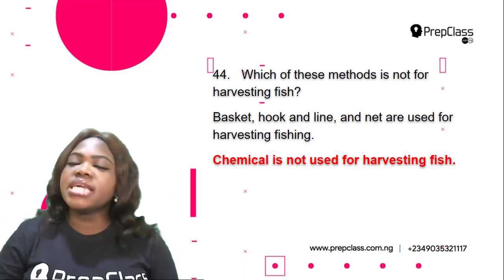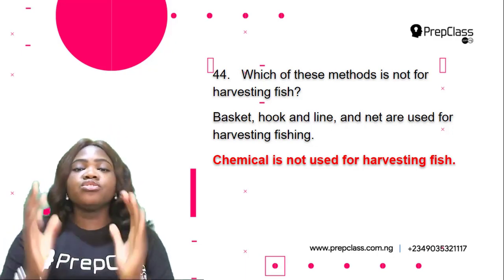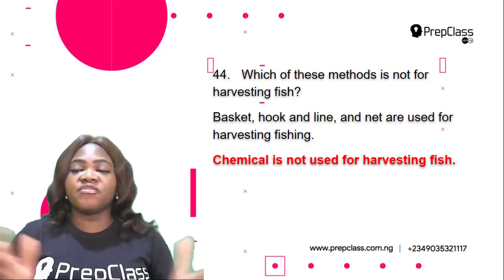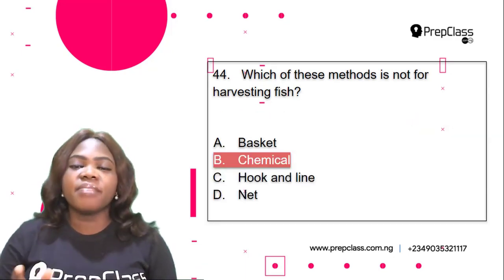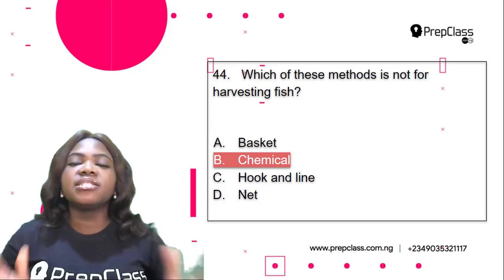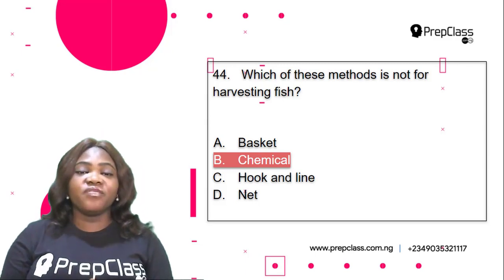But chemical is not a method for harvesting fish. Fishermen do not use chemicals to harvest fish. So the correct option here is B, chemical. Which of these methods is not for harvesting fish? Chemical is not used for harvesting fish.